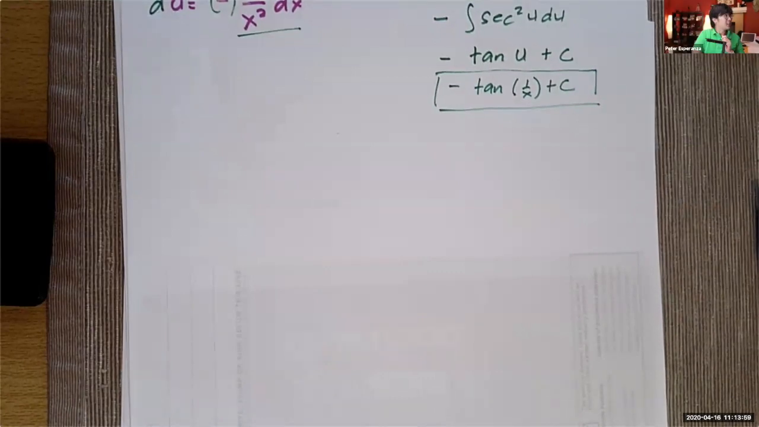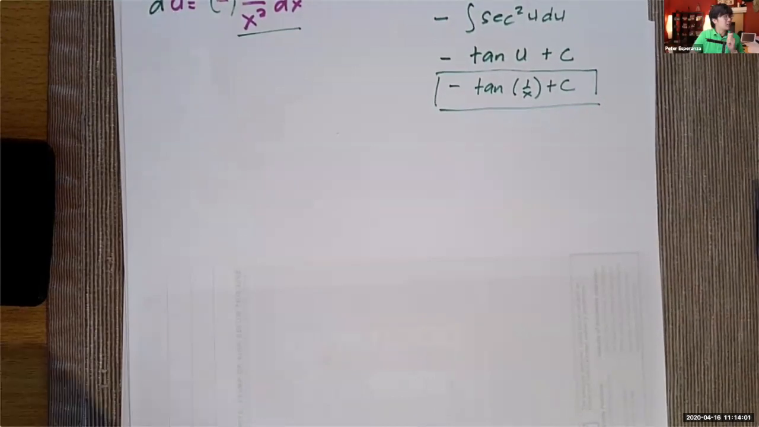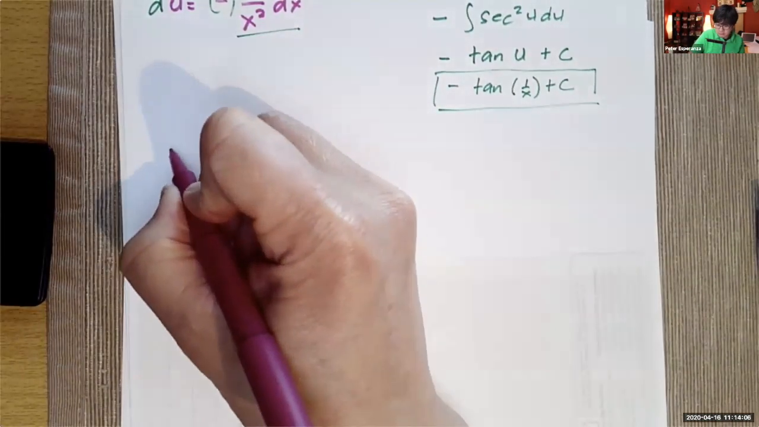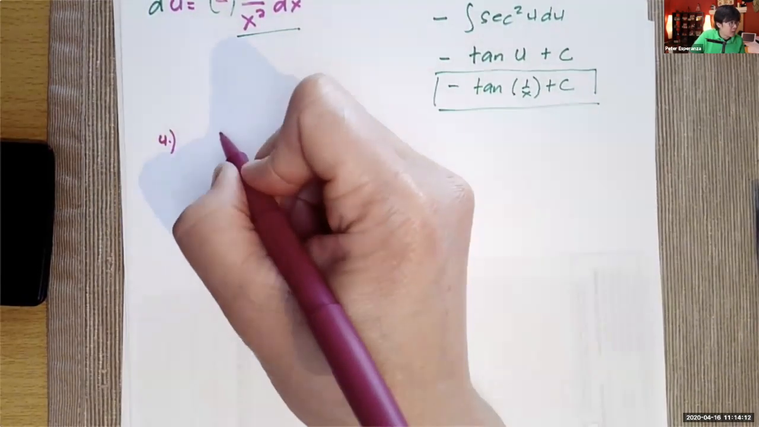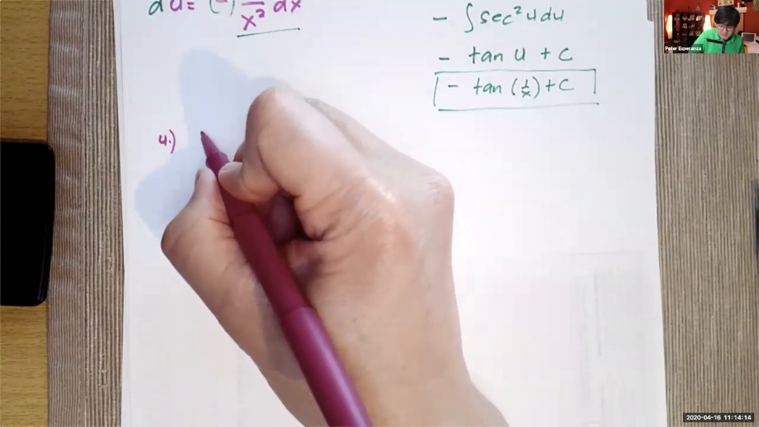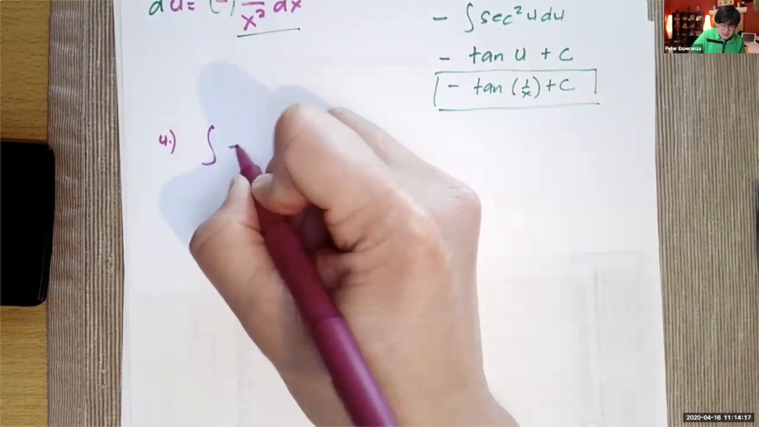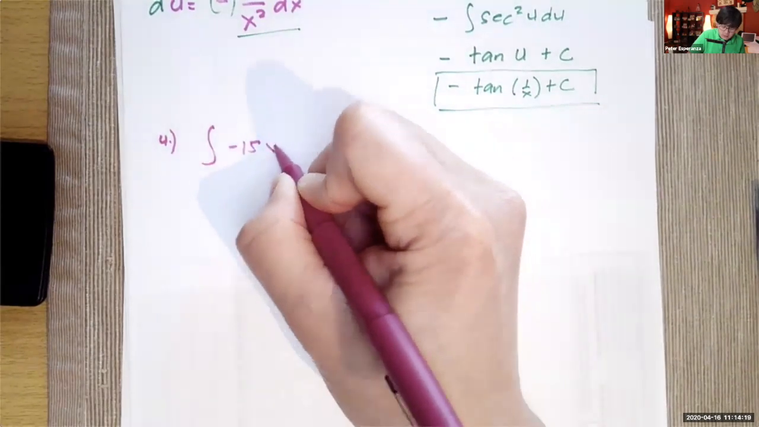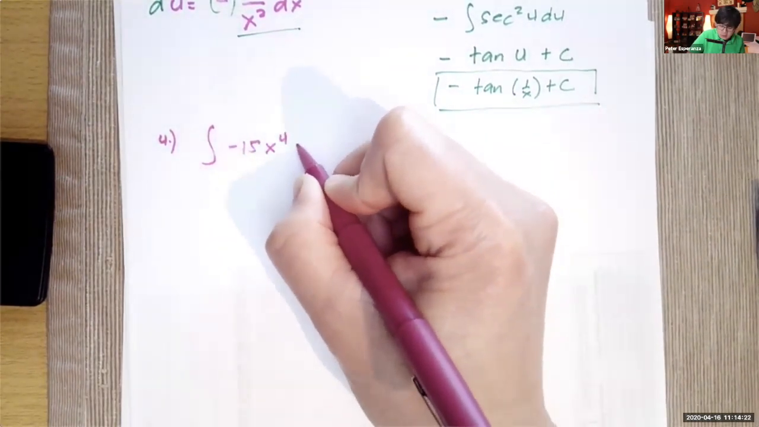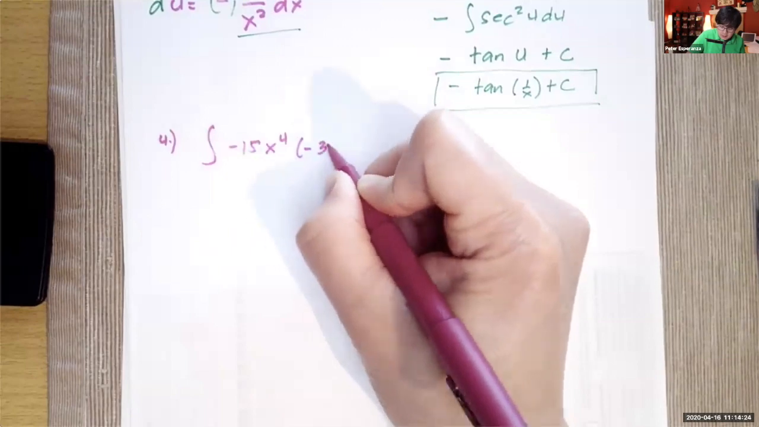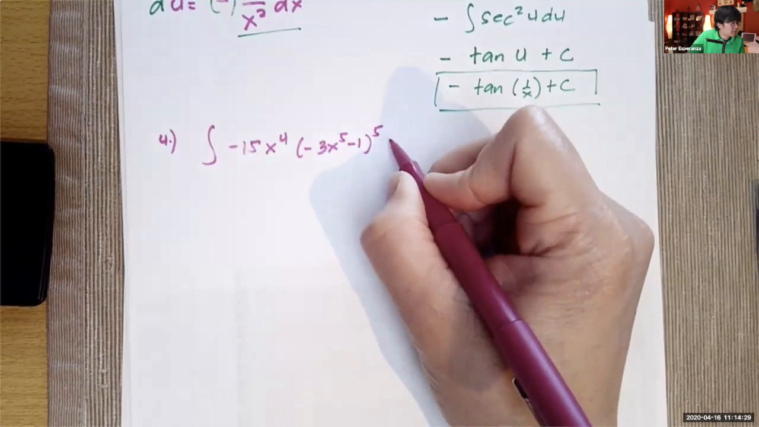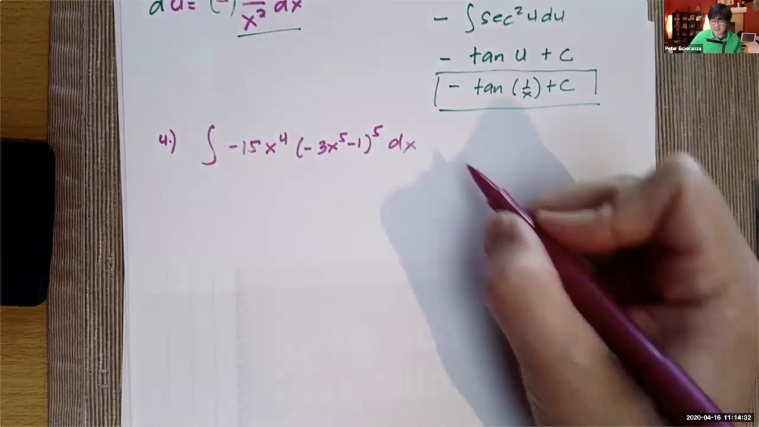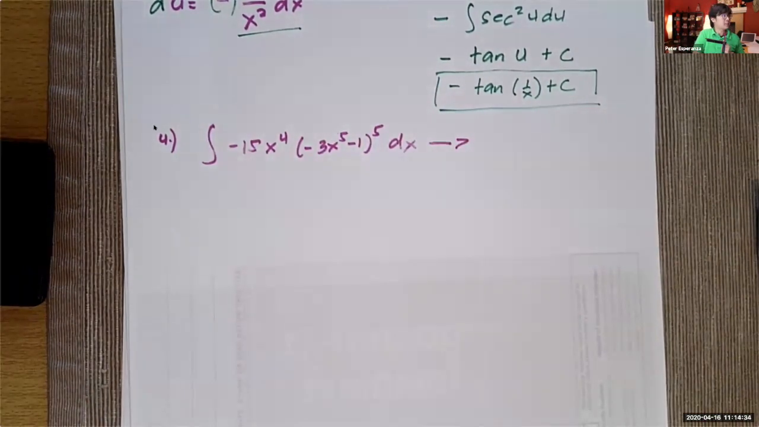Let's test it. All of you should get this right because this is an easy problem. What problem is this? Number 4? Whatever, I lost track of time. The integral of negative 15x to the 4th times negative 3x to the 5th minus 1, raised to the 5th, dx. All right. Okay, can you please integrate this?